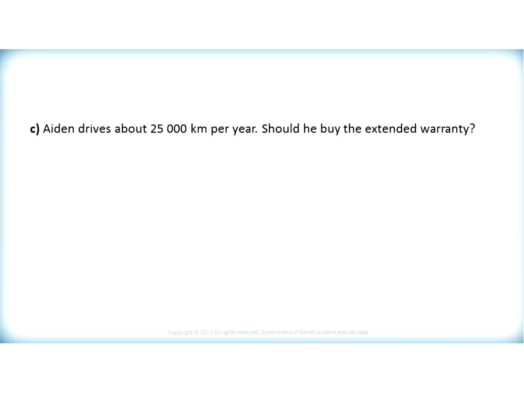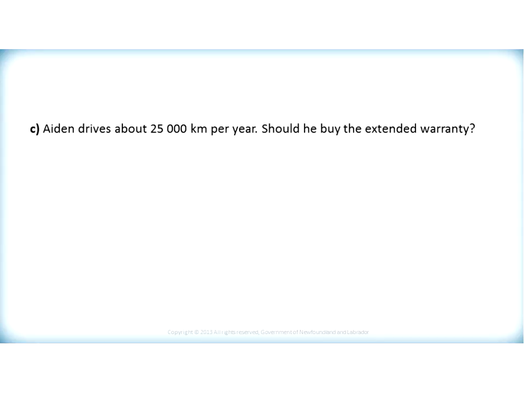Next, we know that Aidan drives about 25,000 kilometers per year. Should he buy the extended warranty? Recall that the extended warranty was an additional $1,200 that he'd have to pay out over the term of his payments. He would spread it out over the term of his payments, so it would be an additional cost on his payments.